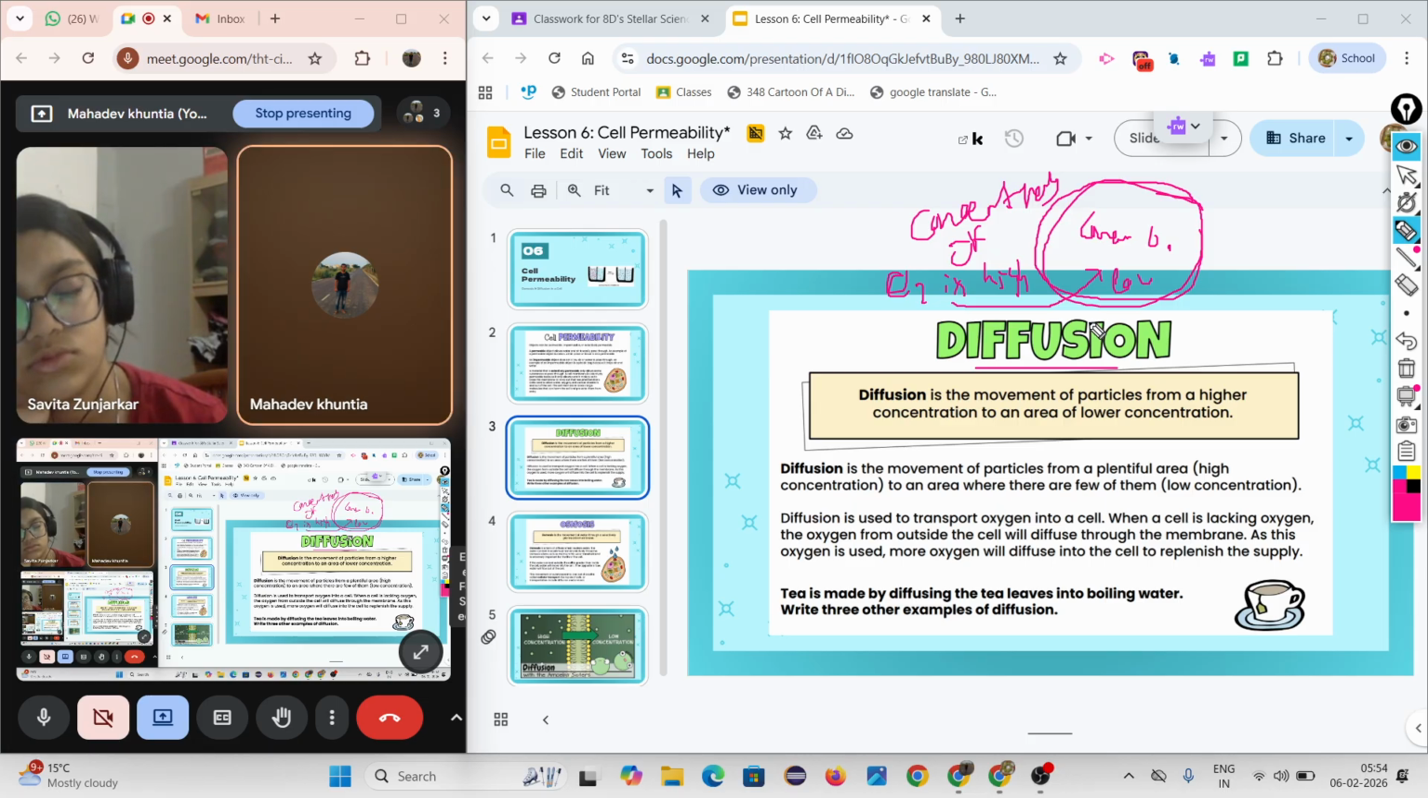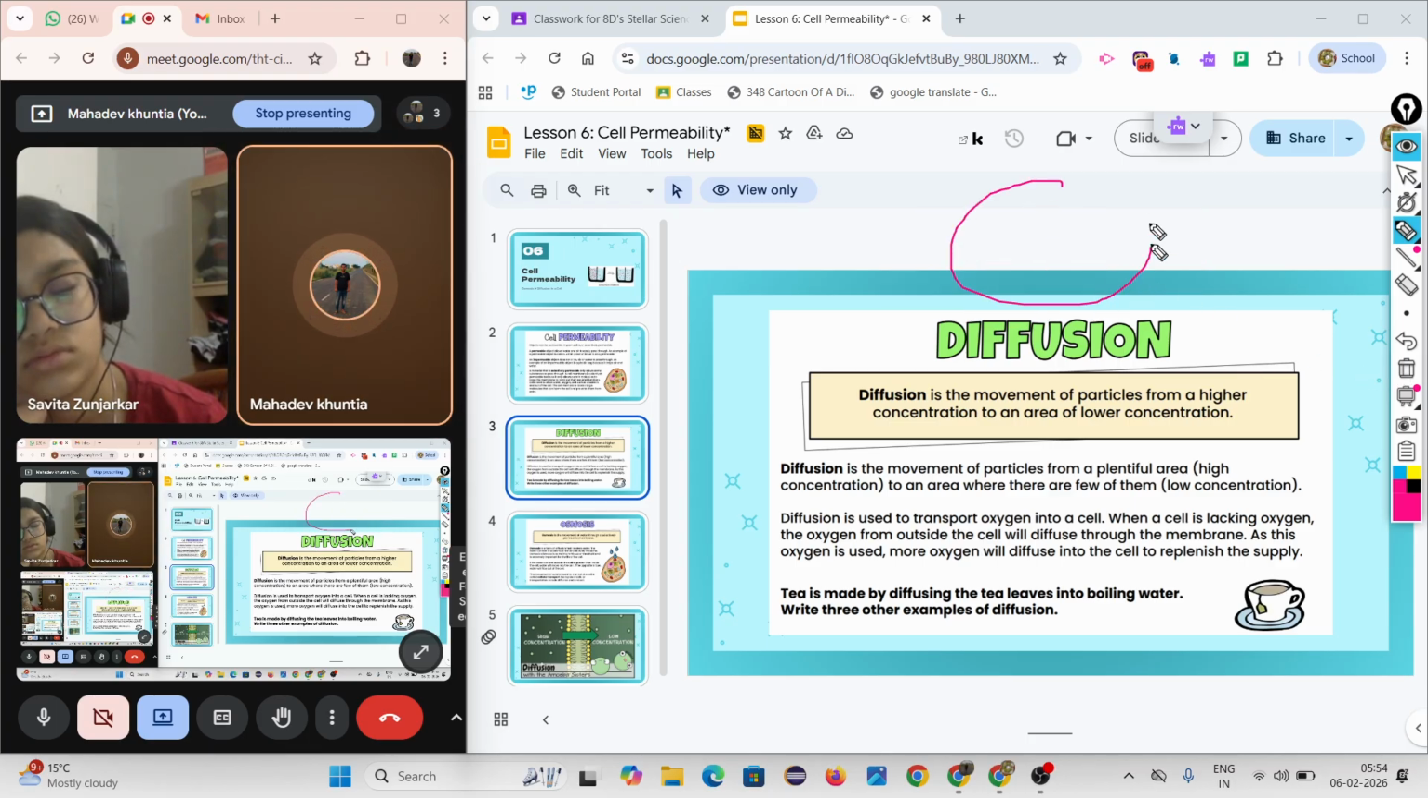Then if someone asks you the question, how is oxygen going inside the cell? You should tell them, by diffusion. Because of diffusion.